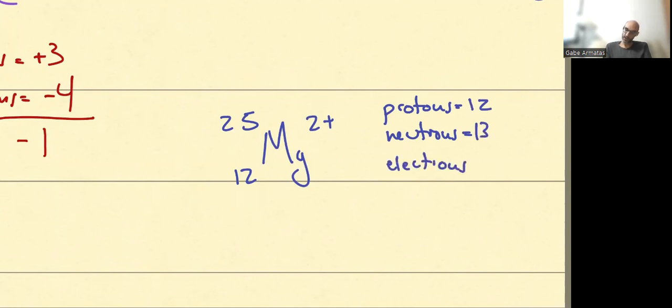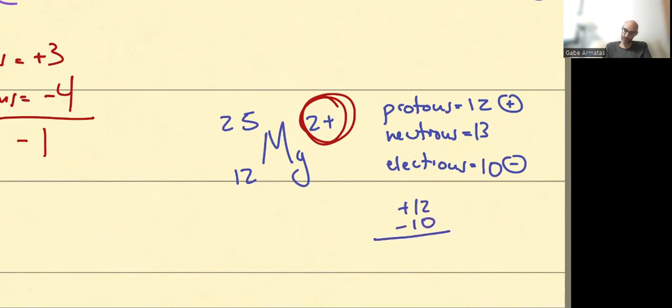And electrons. I know that I have 12 positive charges. How many negative charges do I have? Well, notice that I have 2 extra positive charges present, meaning that all of those protons need to be canceled except for 2 of them, so we have 10 electrons. If I add 12 and minus 10 together, I end up with a +2 charge. That's going to equal the charge overall.